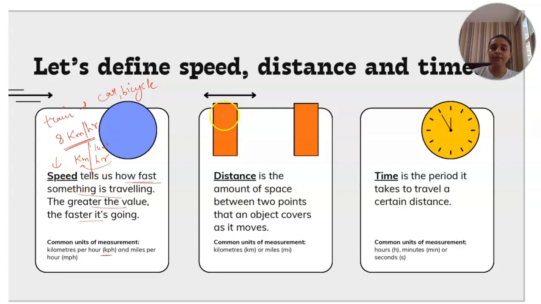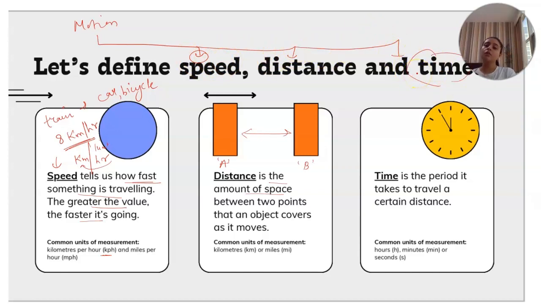You getting my point? Likewise, distance is the amount of space between 2 points, like this point A and this is point B, right? So the amount of distance in between these two objects is referred to as a distance. So if the vehicle has to cover this much distance, I already told you that motion defines how much this vehicle has to travel, at how much speed, and for how long the vehicle has to travel. So that will define the time, the period it takes to travel a certain distance.